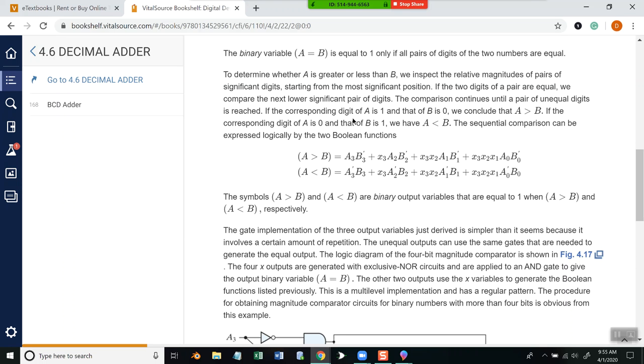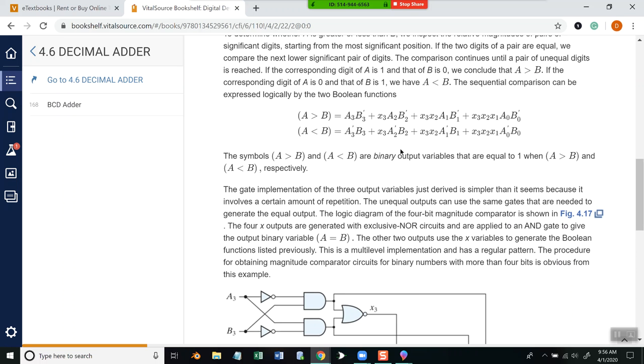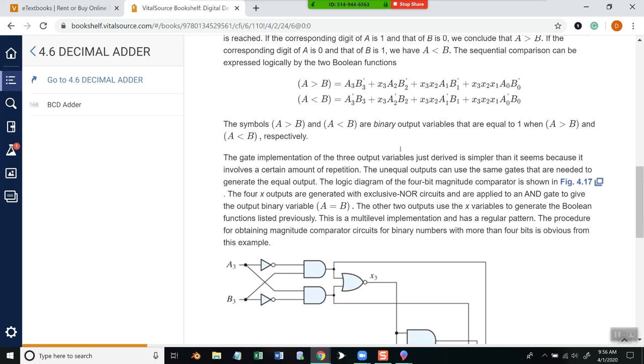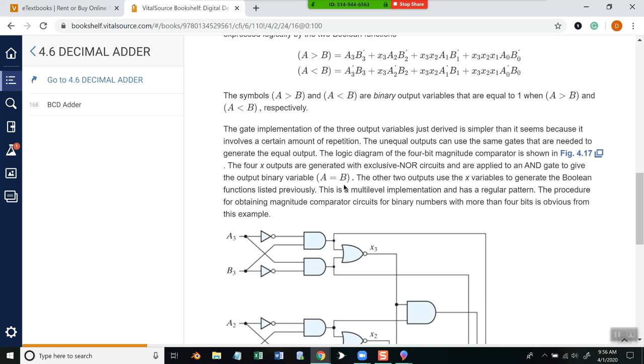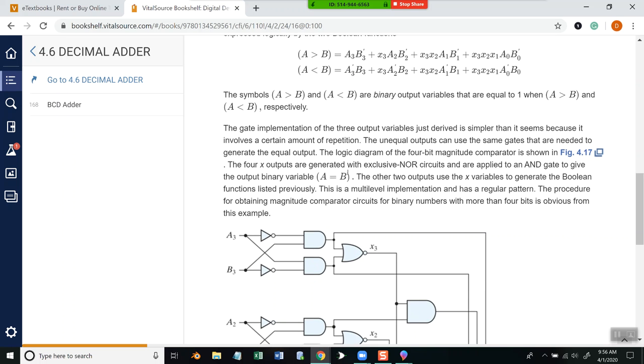If the corresponding digit of A is 0 and that of B is 1, then we have A is less than B. That's easy to remember because 1 is greater than 0. A is greater than B, and here, if B is 1, then B would be greater than A. Okay, they show the setup here.